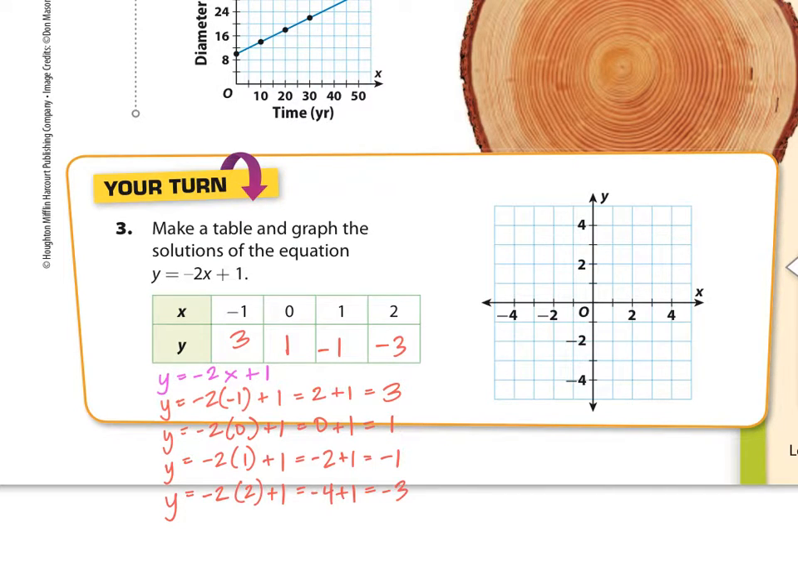So now let's plot this. Remember that I have my points negative 1 comma 3, 0 comma 1, 1 comma negative 1, and 2 comma negative 3. So on the graph, negative 1 comma 3 is up here. 0 comma 1 is here. 1 comma negative 1 and 2 comma negative 3. If you did this correctly, you should notice that it is a straight line. This is a linear equation. Linear means line. And we are done.